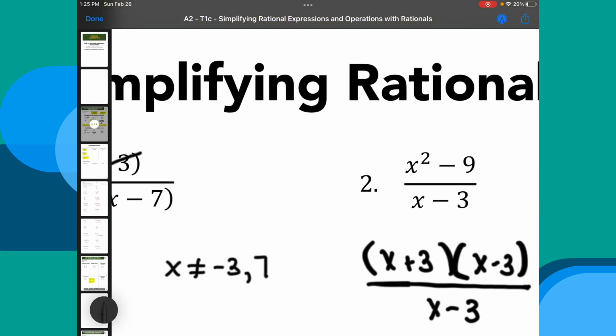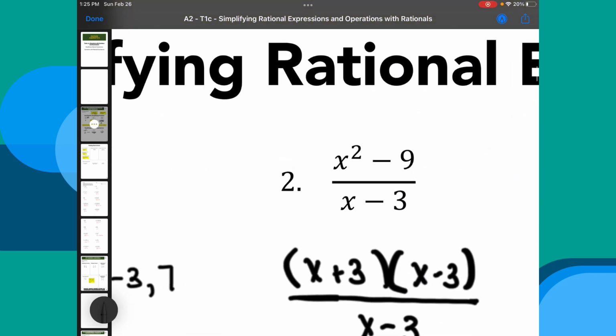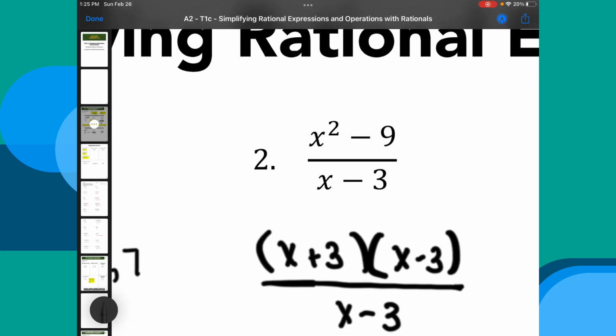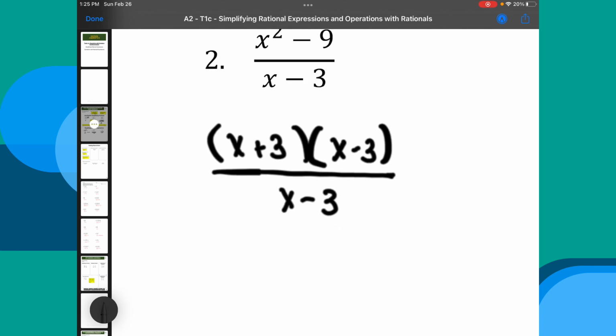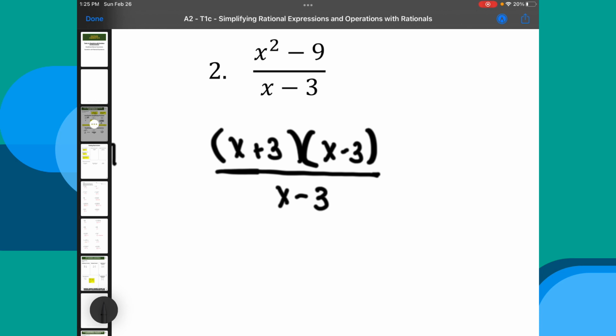Let's look at another example. In this example, we don't have it already factored, so we're going to factor it. So our numerator I factored with difference of squares to x plus 3 and x minus 3 over x minus 3. Now that both the numerator and denominator are factored, now I can cancel. I cannot cancel until we factor. Let's look at one more example.